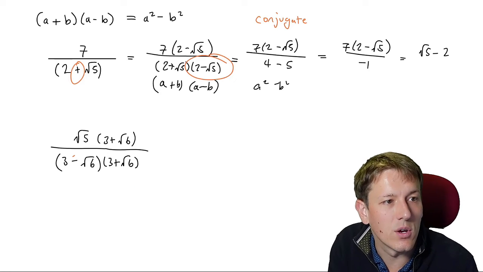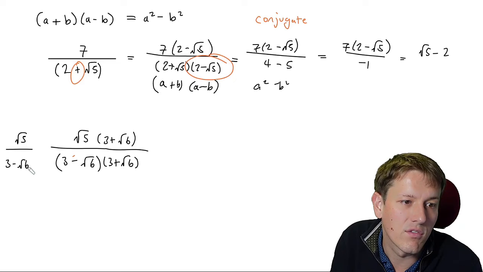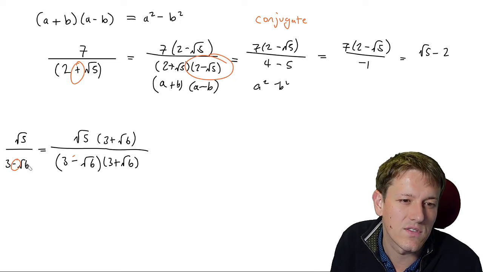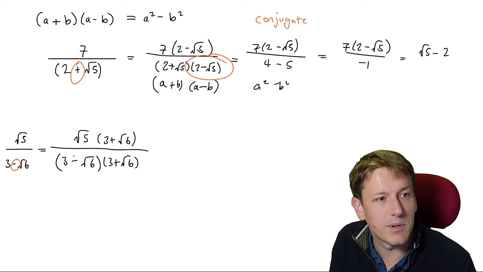So this one I started with, root 5 over 3 minus root 6. Again, I look at this minus and say, to make a difference of two squares expression, I want the same sort of thing, but I want a plus instead of a minus. And that's what I multiply top and bottom by.